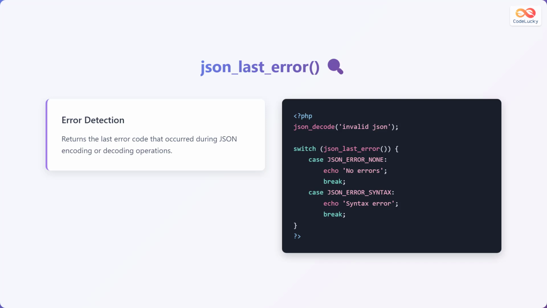The json_last_error function returns the last error code that occurred during JSON encoding or decoding operations. This allows you to identify and handle specific errors. Here is an example starting with the PHP tag. First, we call the function json_decode with a string invalid JSON as the input. Then we have a switch statement with the function called json_last_error as the argument. If the case is JSON_ERROR_NONE, then printing no errors. If the case is JSON_ERROR_SYNTAX, then printing syntax error.